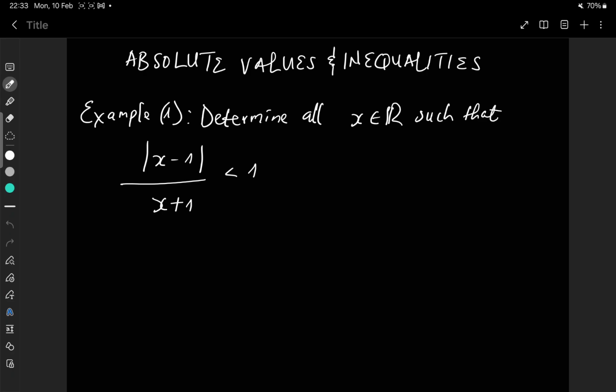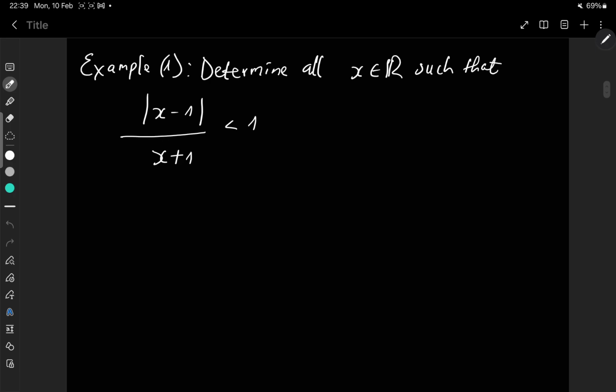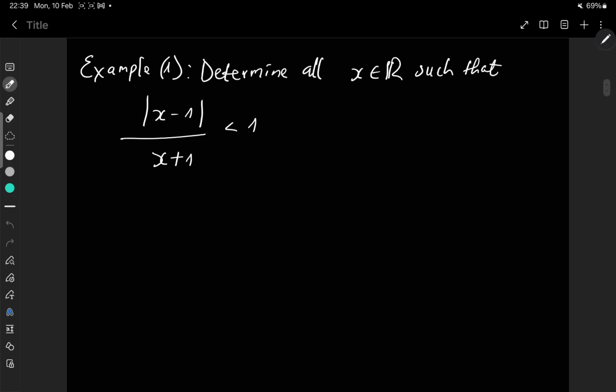In the first example we'll be looking at, we want to determine all x elements of the real numbers such that the absolute value of x minus 1 all over x plus 1 is less than 1. Solution.